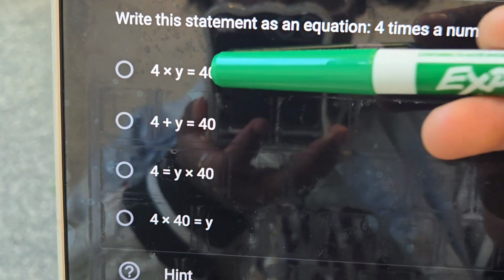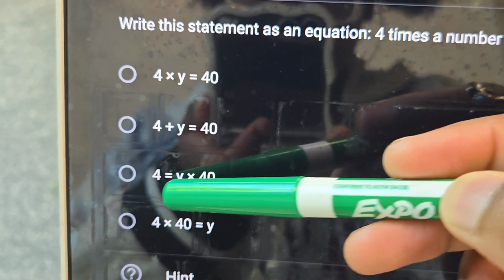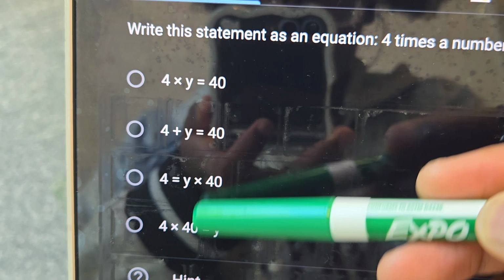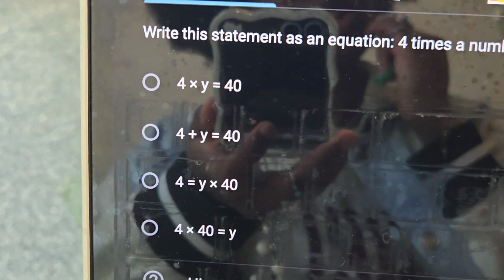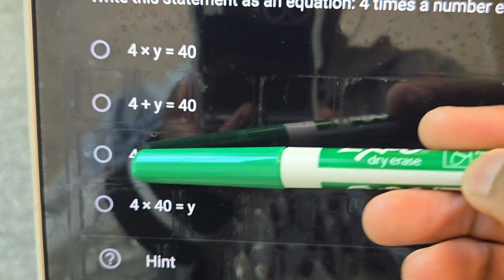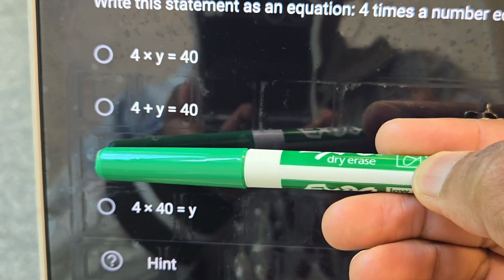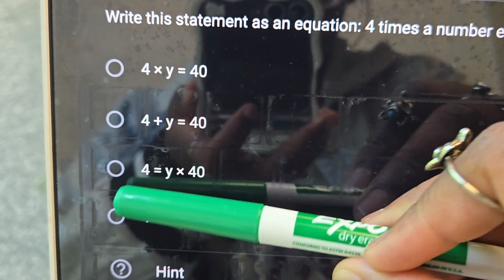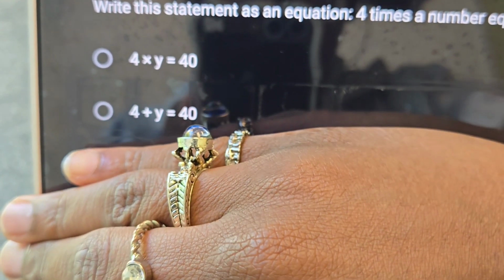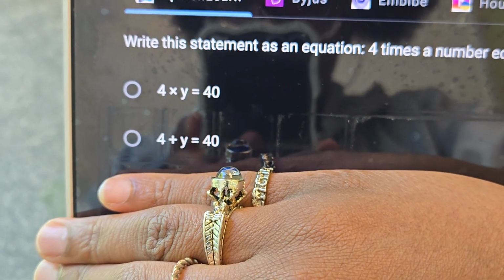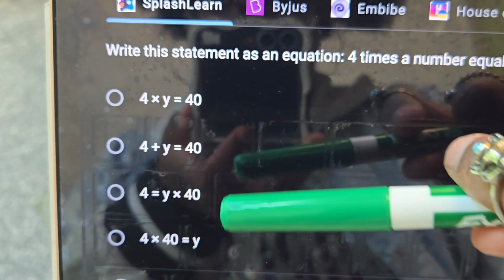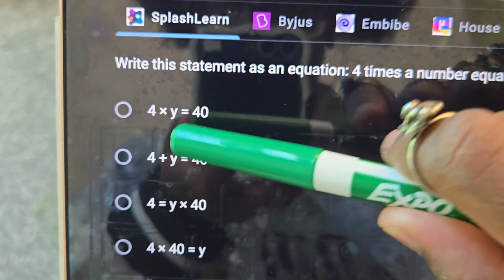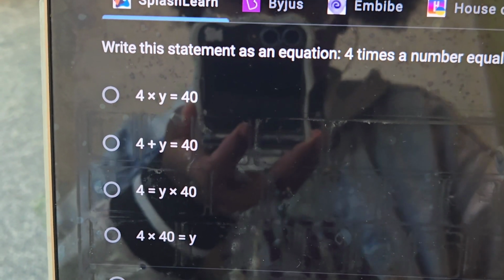But let's continue. Equals. Multiplication is probably not this one because all of them have equals except for this one, which is not multiplication, and 40Y. So based on what we see, we ruled this one out, so it's not C. We ruled D out, so it's not that either. So it's between A and B. 4 times Y equals 40, or 4 plus Y equals 40. Well, there are two multiplication signs, so that means it must be A. Okay, submit.